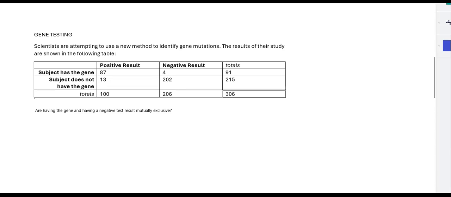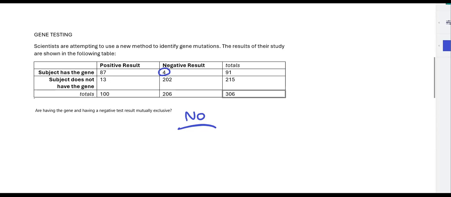So basically they're asking us, is it impossible to have the gene and to have a negative test result? And according to this, that's not impossible at all. It looks like there were 4 people that had the gene and they had a negative test result. So I would say no, this is not mutually exclusive because these 2 events were possible to happen at the same time. It was possible for the subject to have the gene and to have a negative test result. If there had been a 0 in that box, I might have considered saying, yeah, it's mutually exclusive, but it wasn't. These events are not mutually exclusive because they both happened at the same time.